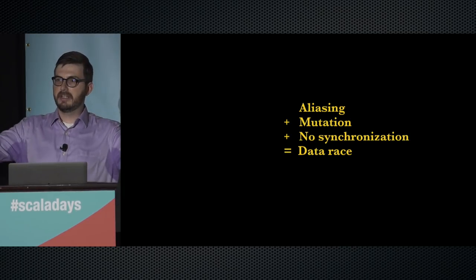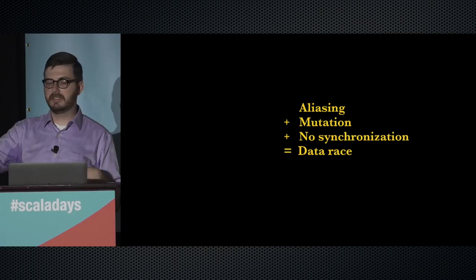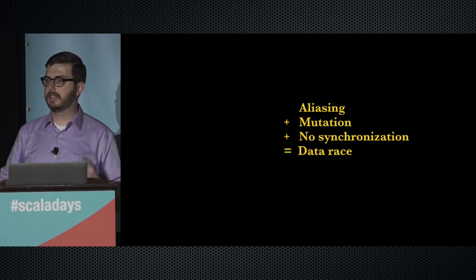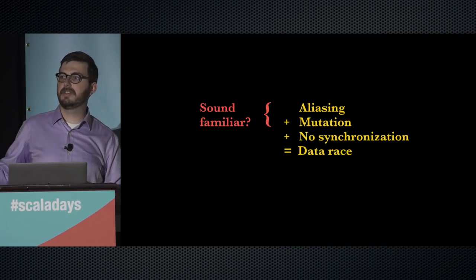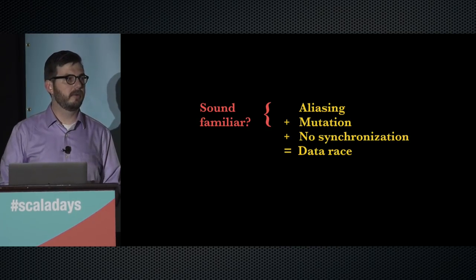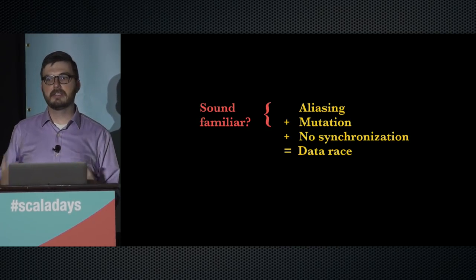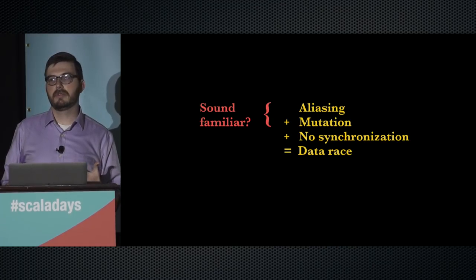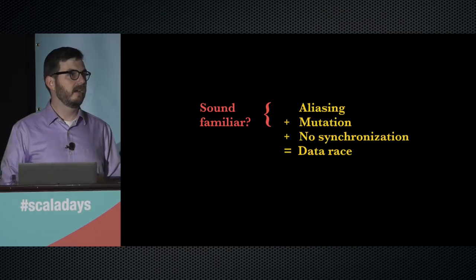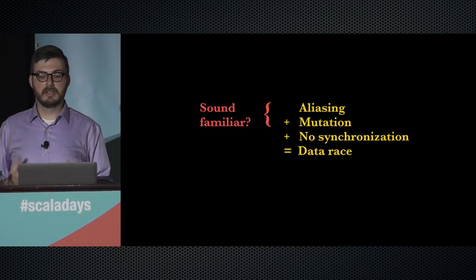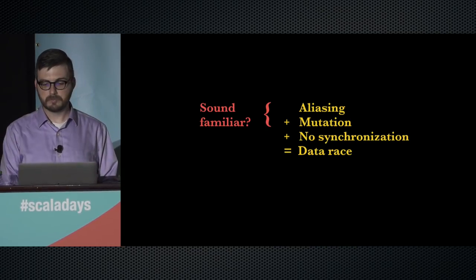Okay, so another way of talking about data races, right? I said two threads, same data, that's aliasing. One thread is writing, that's mutation. No synchronization. Those three things give you a data race. But by now, you should recognize that the first two of these things are sort of the bread and butter of what Rust is all about. So the strategy for guarding against data races is the same as the strategy we've used for memory safety all along: ownership.